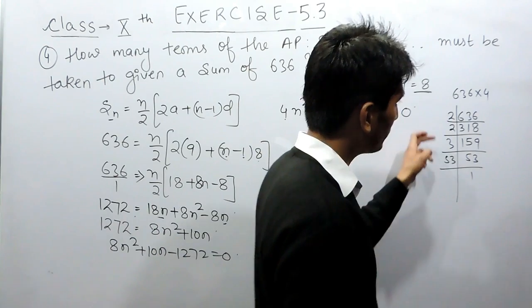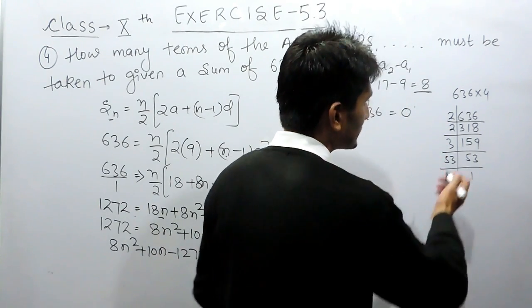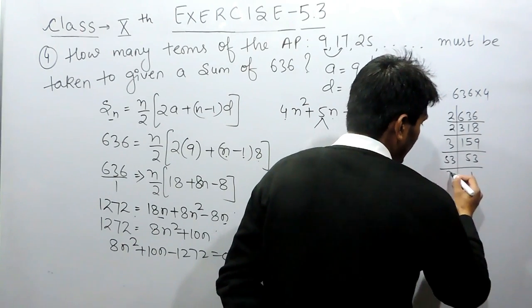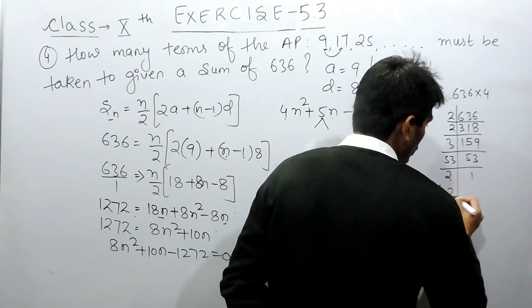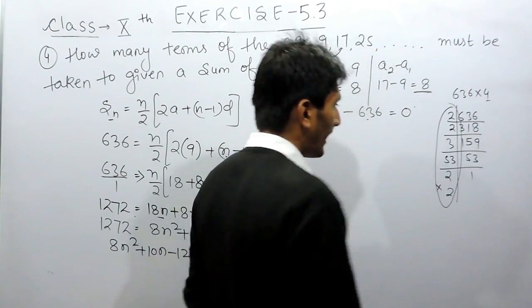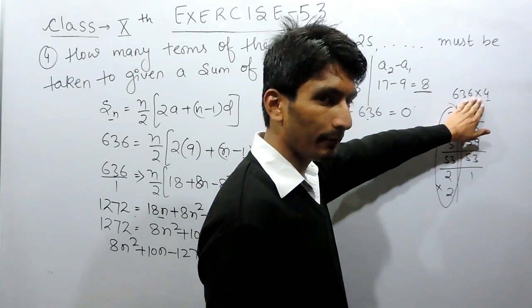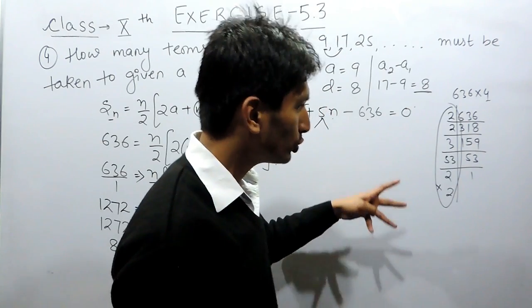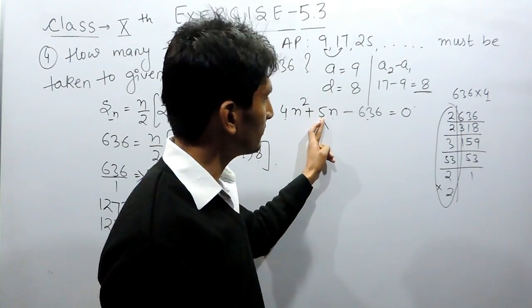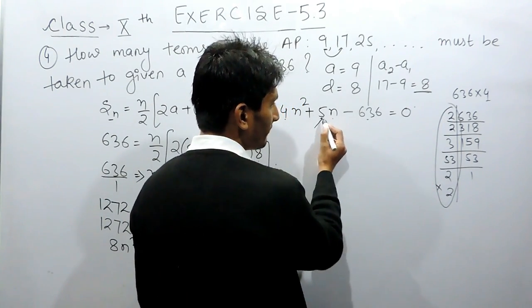So 636 can be factorized as 2 × 2 × 3 × 53, that is 6 × 53 × 2 × 2, meaning there will be 2 and another 2 for this 4. So these are the factors I have, and multiplying these factors will obviously give this number, but you have to take two factors whose subtraction is 5, meaning the difference between those two factors is 5.